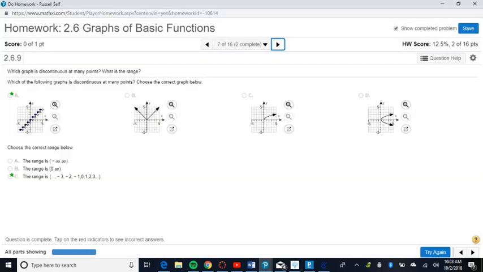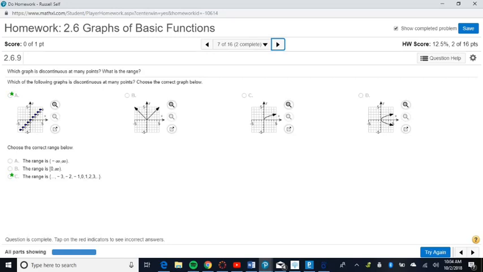Alright. Now they want you to determine which graph is discontinuous at many points and what is its range. Discontinuous means that you can't just put your pencil down and draw the whole thing. Looking at these graphs, down, up, up, even though it's sideways, doesn't matter, it's still one long continuous line. The only one that's not continuous is this one. It starts and stops, starts and stops. So you see that you couldn't draw this one with one pencil stroke. Okay? And they want you to determine its range.